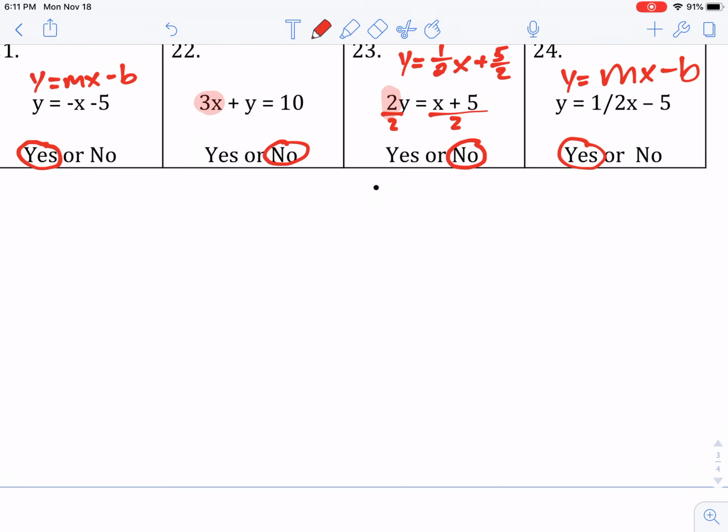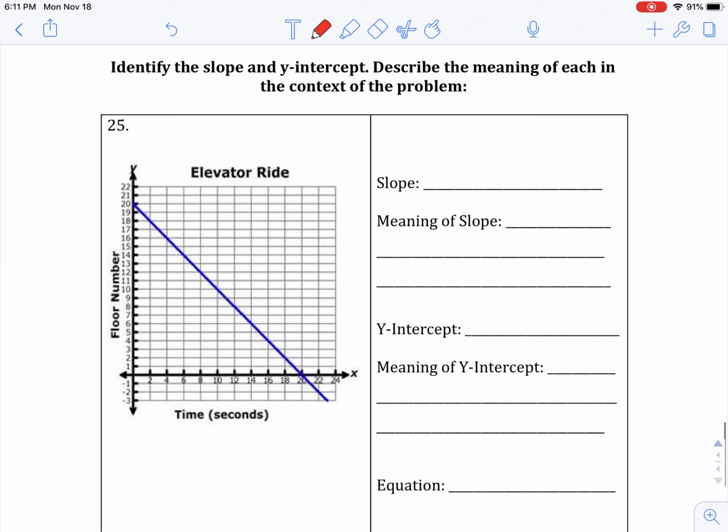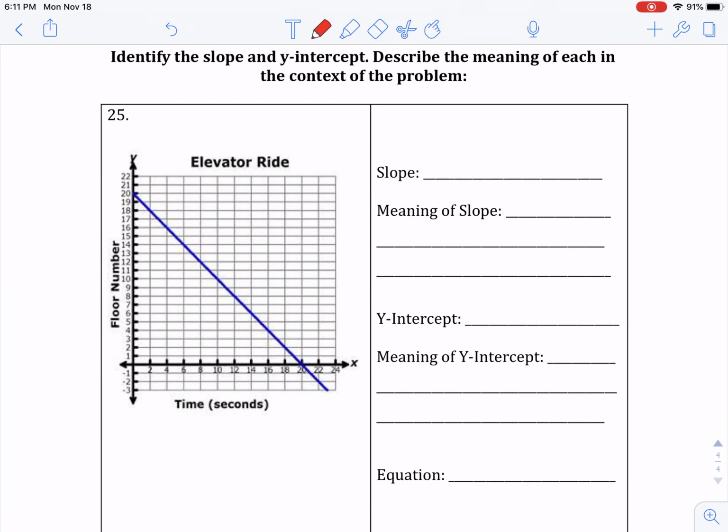Looking at the final problem that we have, there's a couple things it wants to know. It wants to know what the slope is and what the meaning of slope is. And then it wants to know what the y-intercept is, and it wants to know what the meaning of the y-intercept is. And then it wants the equation for the graph as well.